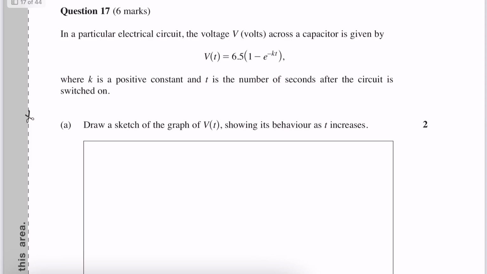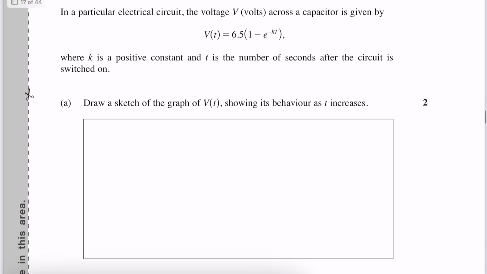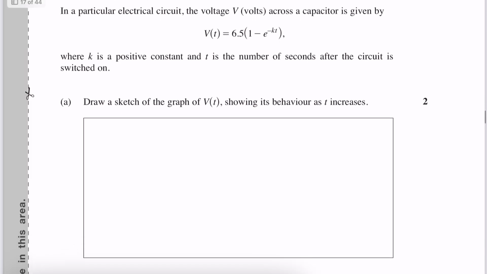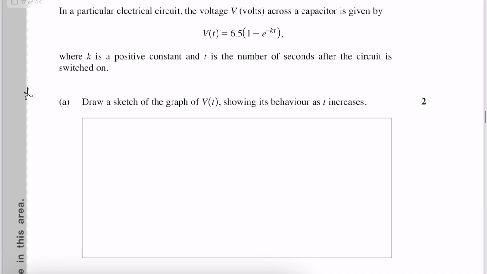Question 17 says, in a particular electrical circuit, the voltage V across a capacitor is given by the equation here, where K is a positive constant and T is the number of seconds after the circuit is switched on. Draw a sketch of the graph V(t) showing its behavior as T increases. So this is an exponential graph, and what you need to know or notice is that it is limiting to a certain point. And where that limiting function comes from is the e, okay, where it's an exponential.